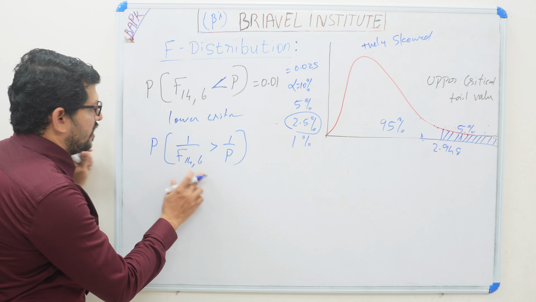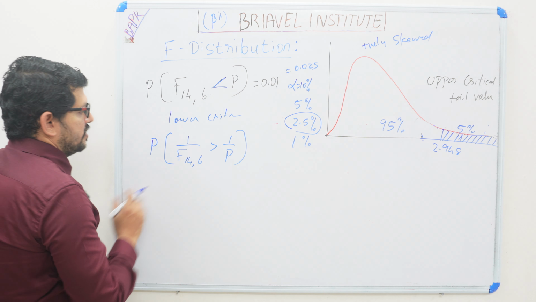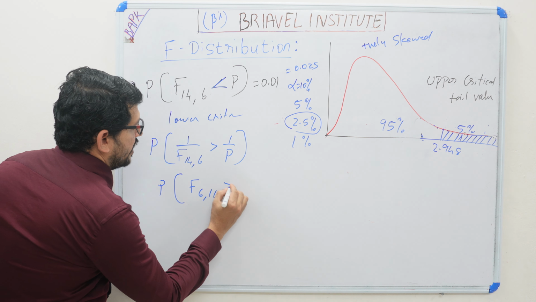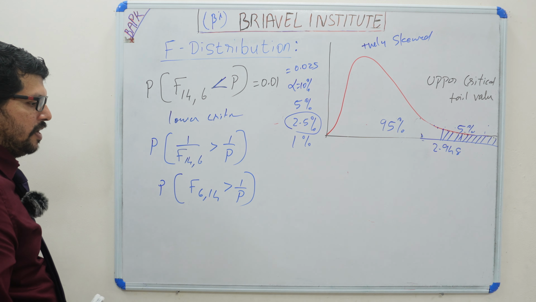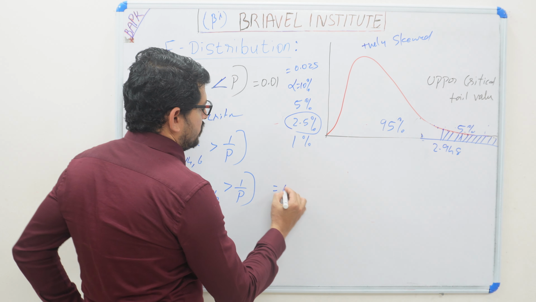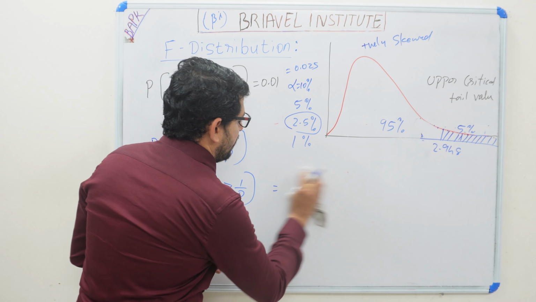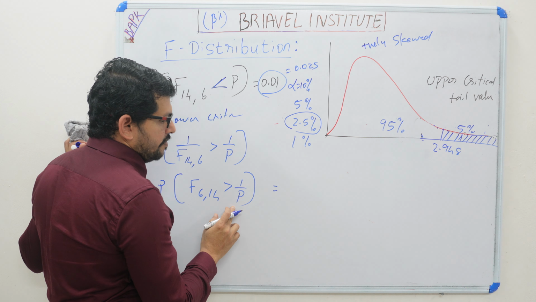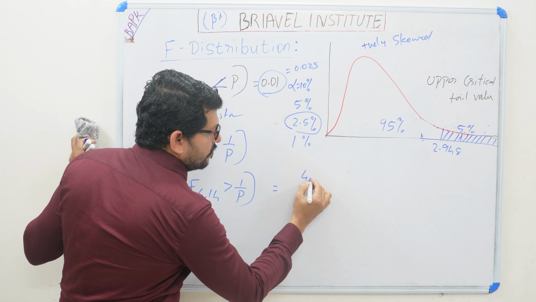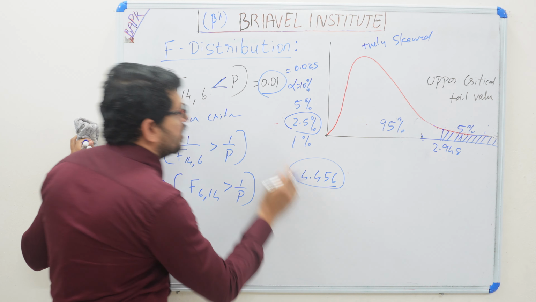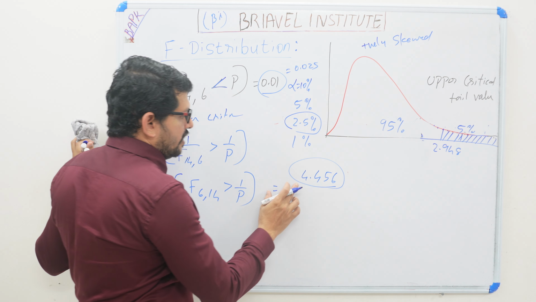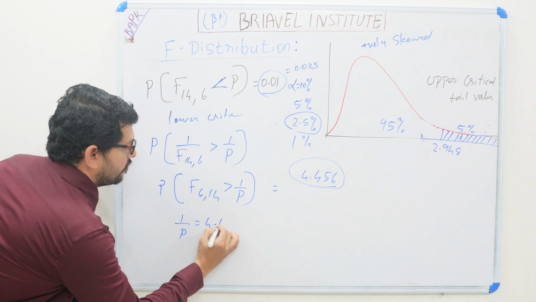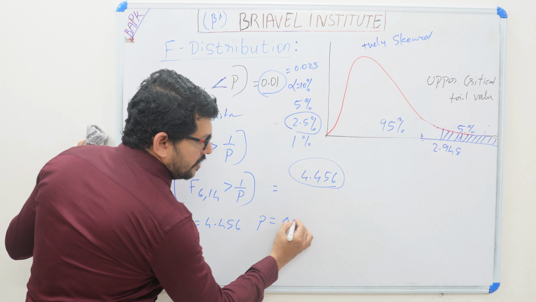1 divided by F(14, 6) we can write as F(6, 14). So this will be the probability of F(6, 14) greater than 1 divided by p. At the 1% significance level, we get the value 4.456 from the table. So 1 divided by p is equal to 4.456, and the p value is equal to 0.2244.